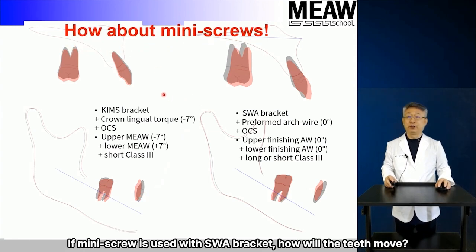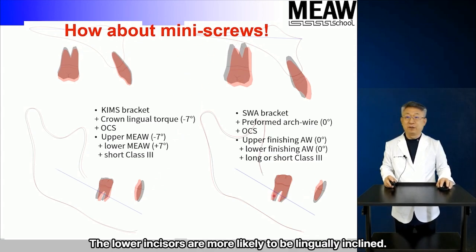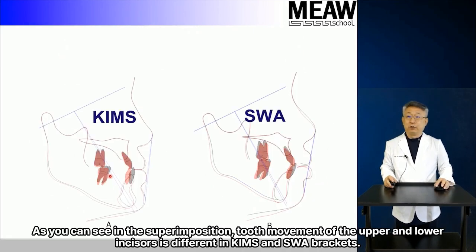If mini-screw is used with SWA bracket, how will the teeth move? The lower incisors are more likely to be lingually inclined. As you can see in the superimposition, tooth movement of the upper and lower incisors is different in KIMS and SWA brackets.